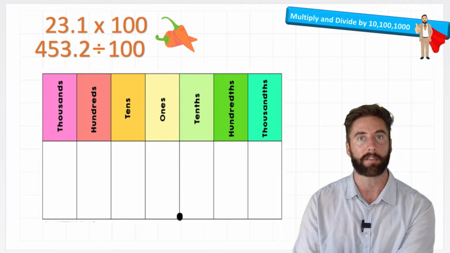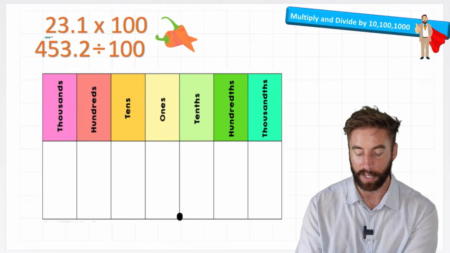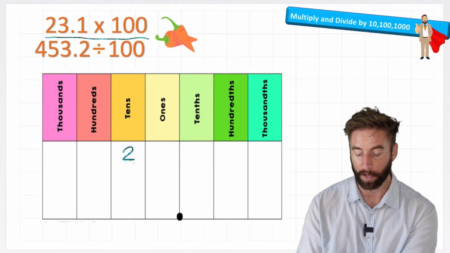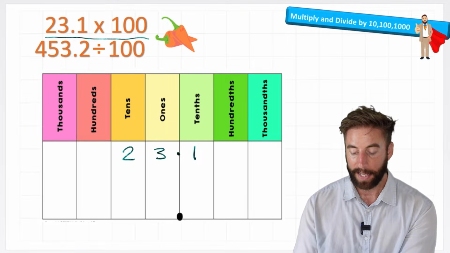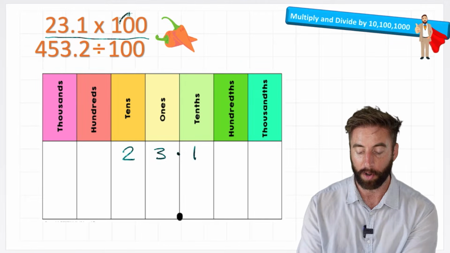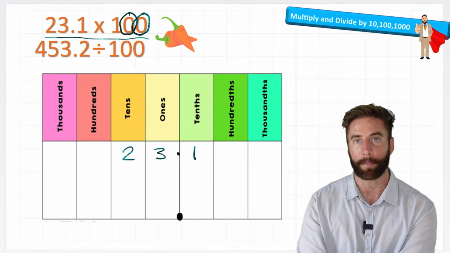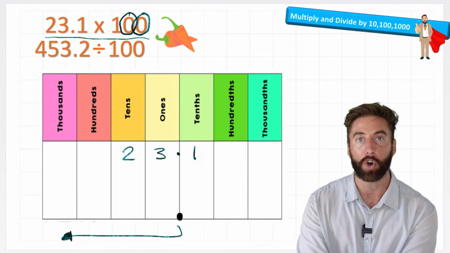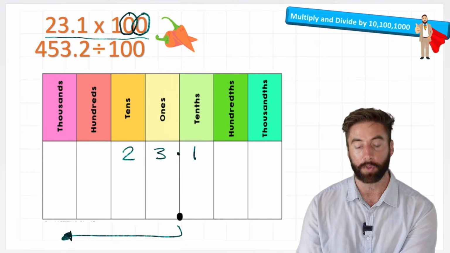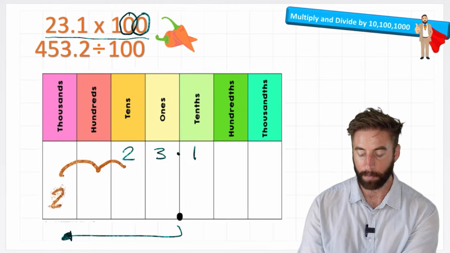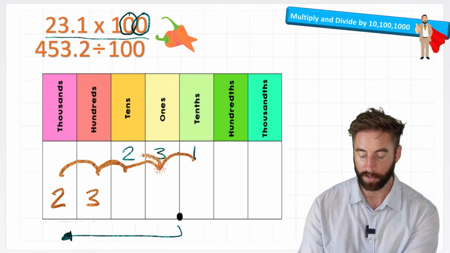Okay, let's get a little harder. We're going to look at timesing and dividing by 100. And the first question says 23.1 times 100. First things first again, put our number in the correct place. And this time I'm timesing by 100, so I now need to think about moving my digits not one, but 2 places up my place value chart. So again, we're coming left or greater up the place value chart, but I'm going to move them 2 times. Here we go, my 2 goes 1, 2, my 3 goes 1, 2, and my 1, 1, 2.